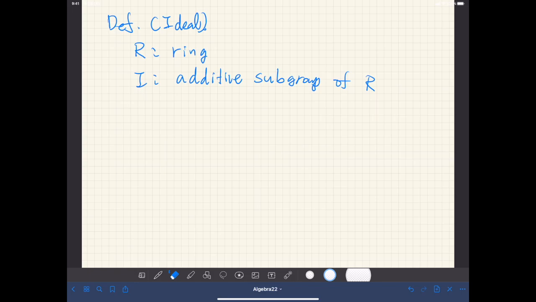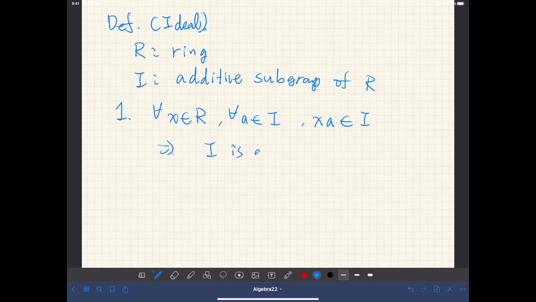And then first, if for all elements x in R and all elements a in I, we have x times a also belongs to I, then we say I is a left ideal of R.